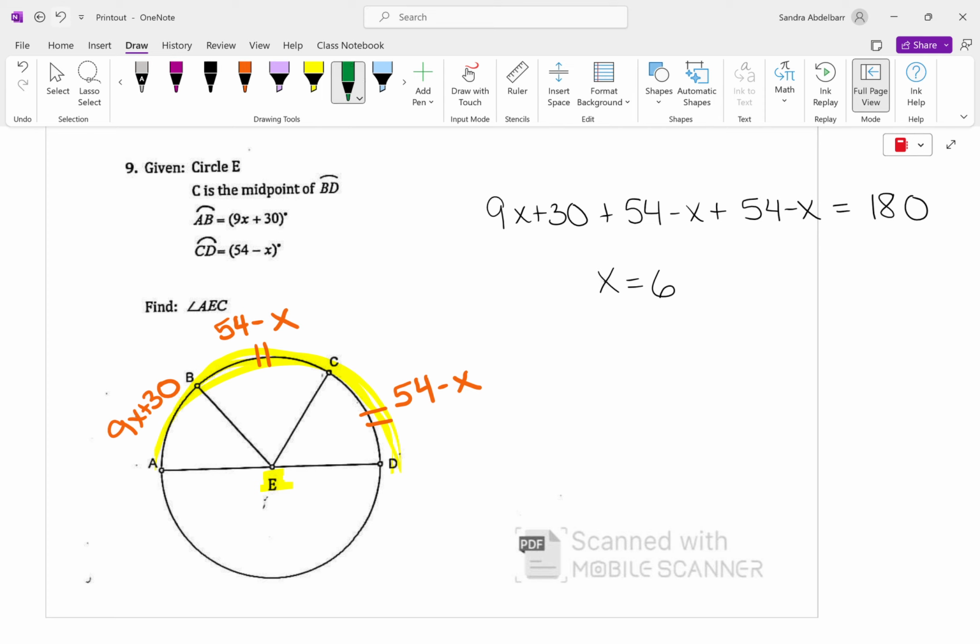All right, so now I'm going to take that 6 and plug it back in. So we have 9 times 6 is 54, plus 30 is 84, and then 54 minus 6 is 48, and then another 48. Now we want to find angle AEC. Let me see, AEC, that's this angle right here.